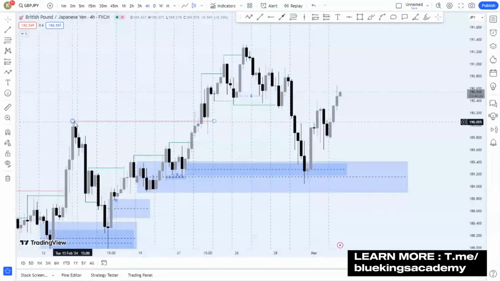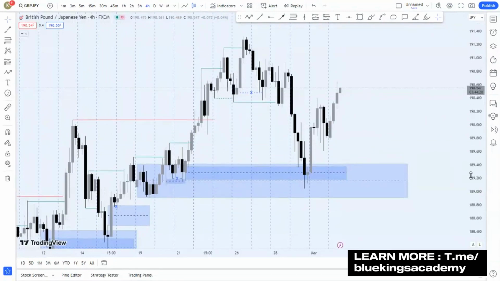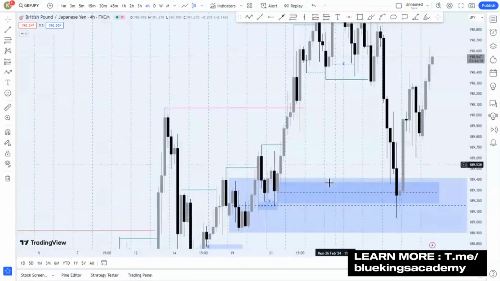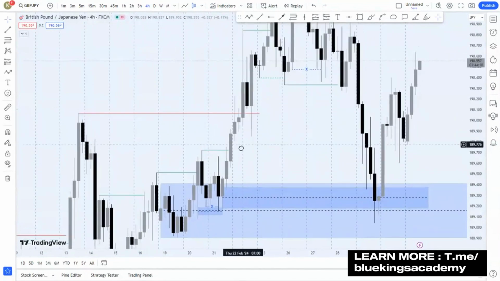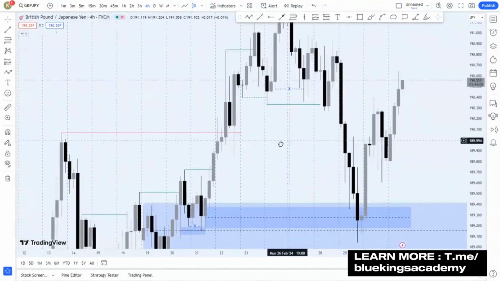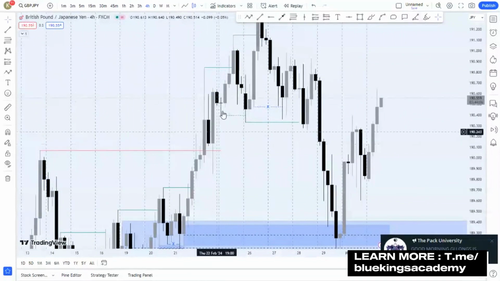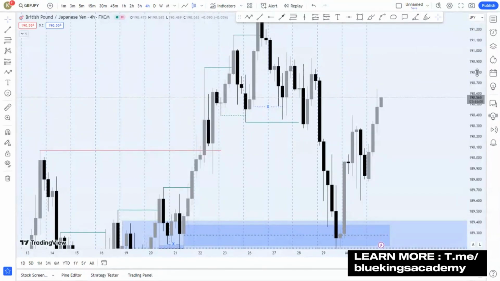So we broke this internal structure high, this red line, and there was no buy POI at this moment. This day, I think that was 22nd February, I never traded GJ. There was nothing to buy from the 4 hour, there was no POI, so this day you wouldn't do anything, right? So we broke another fractal structure high again.